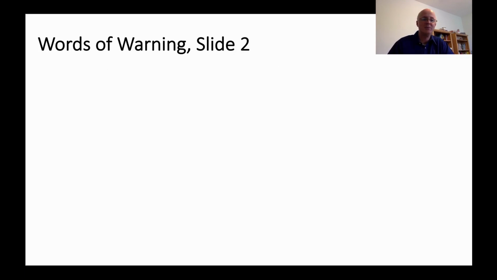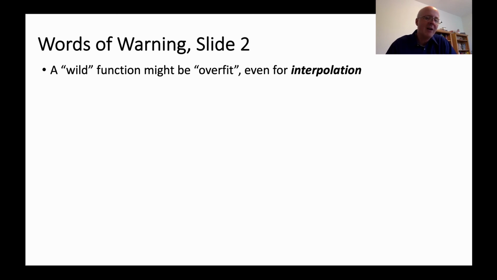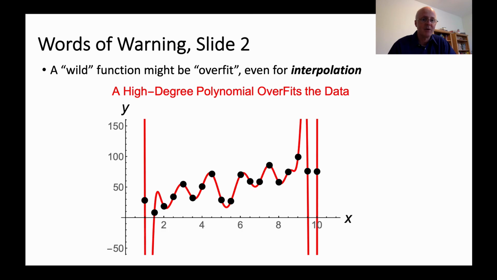Word of warning, slide 2. Again, a wild function, or one with some randomness involved, maybe because of noise, might be overfit if we use polynomial interpolation. And this overfitting can even mean the interpolation could be bad. Here's a graph. There's a high degree polynomial for these data. I think I've got maybe around 20 data points here or so. If that's the case, then this would be a 19th degree polynomial trying to fit these data points exactly.